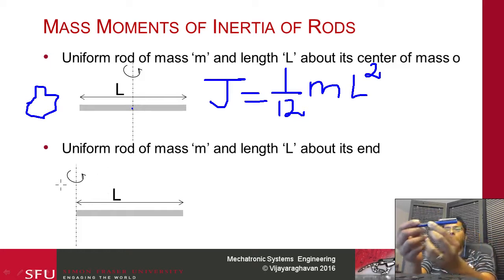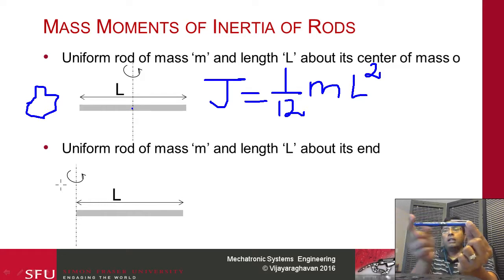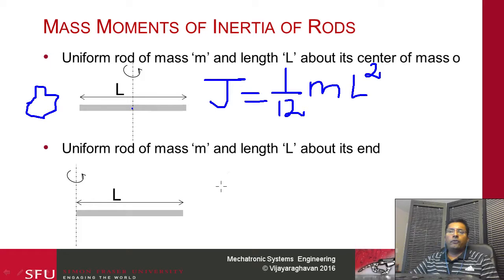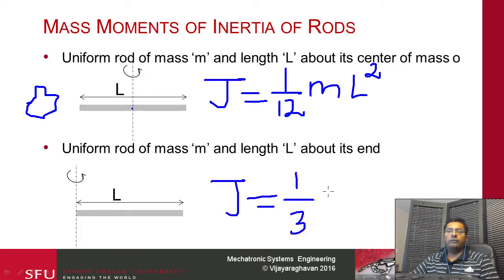Conceptually, you can think about it. If you look at this, you're squaring the distance. So the squared distance of all of these points is much closer. And then if I move my hand over here, the squared distance of this particular point is much larger. So for here, I get the formula J is 1/3 ML squared.